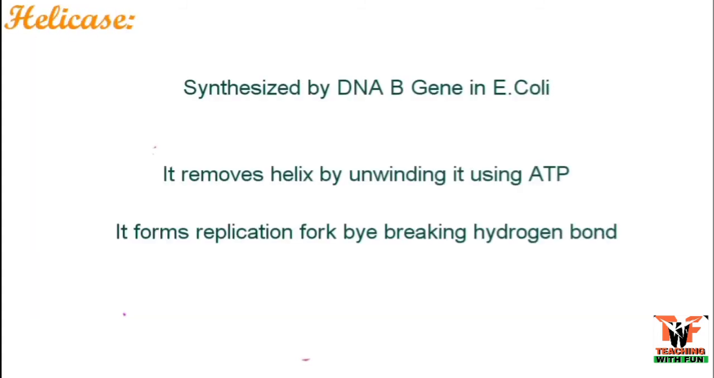Next enzyme is helicase. The helicase is very important, synthesized by the DNA B gene in E. coli. This enzyme removes the helix by unwinding it using ATP. Second function is it forms the replication fork by breaking hydrogen bonds.